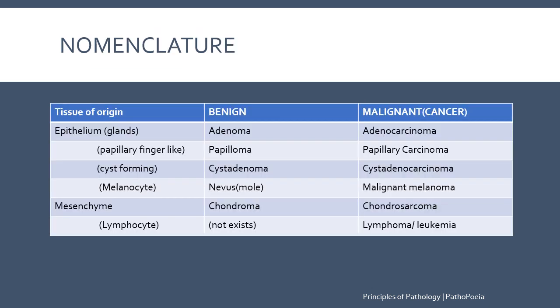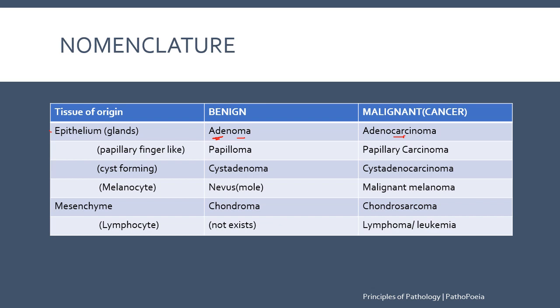Before we dive into the next section, we need to have a look at the nomenclature of the neoplastic cells. The way I remember it is on the basis of the tissue of origin. Let's say, for example, we have the epithelium, and the epithelial tumors are usually named by oma, and in case of the malignant cells by carcinoma. Now, if the epithelial tumor arises from a gland, it is called adenoma, and in case of the malignant cancer it would be adenocarcinoma.